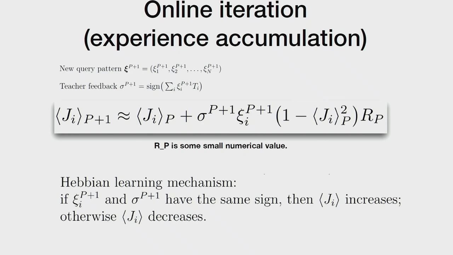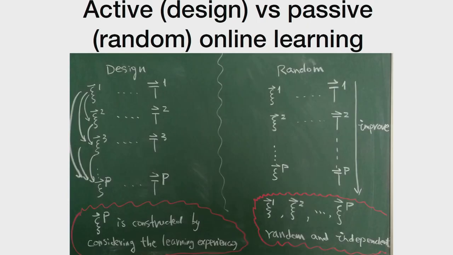So when you ask the (p+1)-th question, this weight J_i, the i-th edge, will be J_i at step p plus some learning terms. So we use this algorithm to perform online learning. Then there are two methods to do online learning. First is passive, which is random. So the questions xi 1, xi 2, up to xi p are just randomly chosen. The student doesn't think about the problem, they just ask random questions.